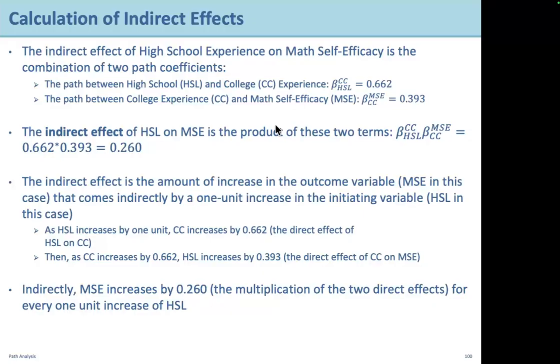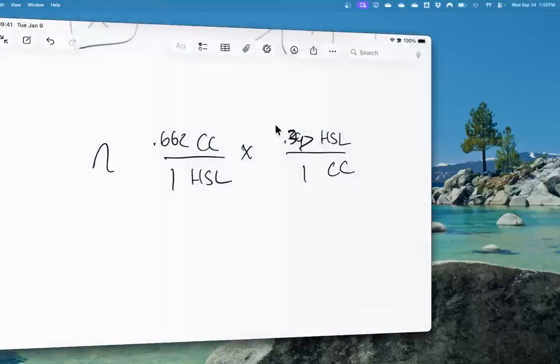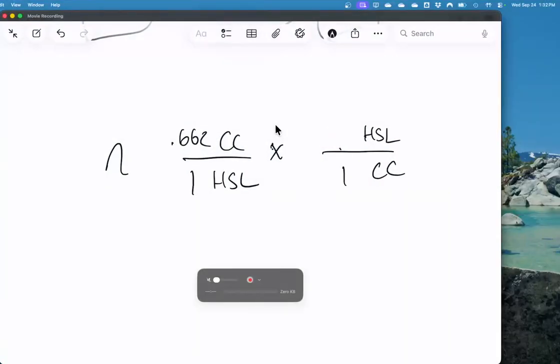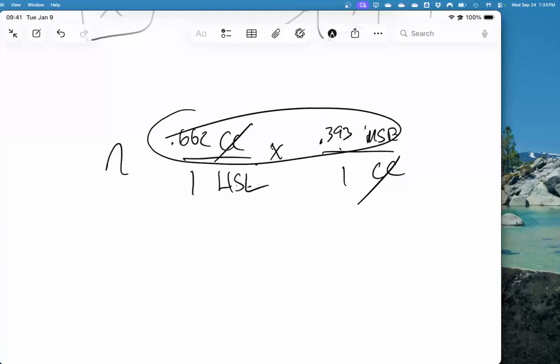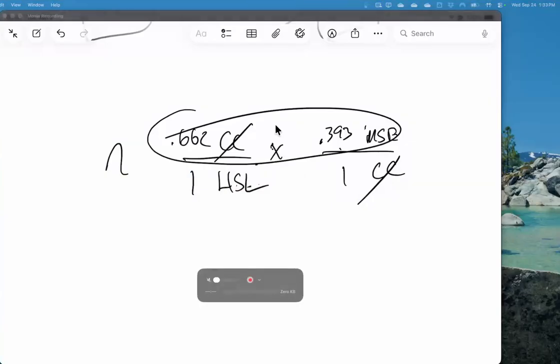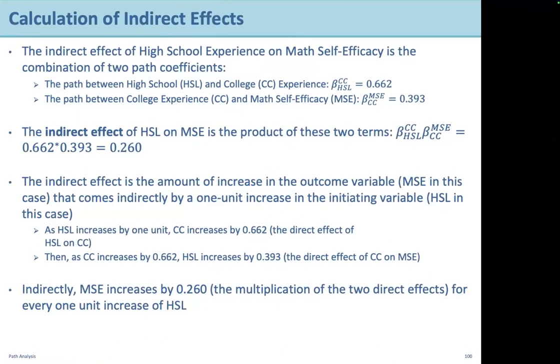All right, this is the path. For every 1 unit of CC, HSL goes up 0.393, right? And so if we're going to cancel things right here, no, not HSL, this is MSE. So we can't erase HSL. But basically, CC will change, and what we end up getting here is the product. This is a nice little mnemonic for it, but that's the multiplication function of it we have there, right?